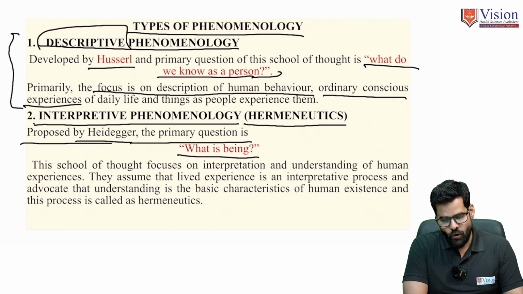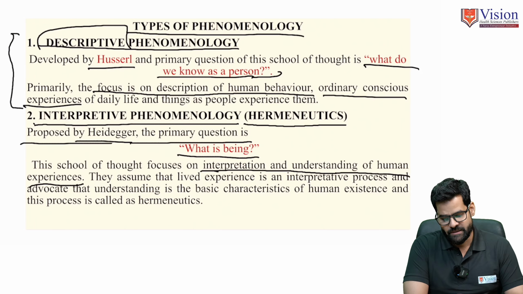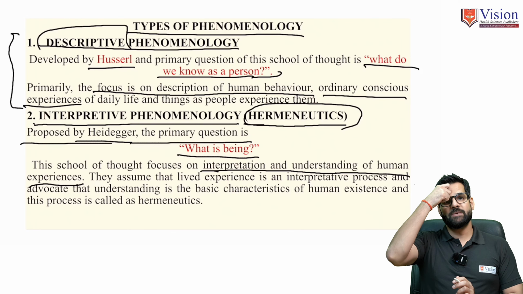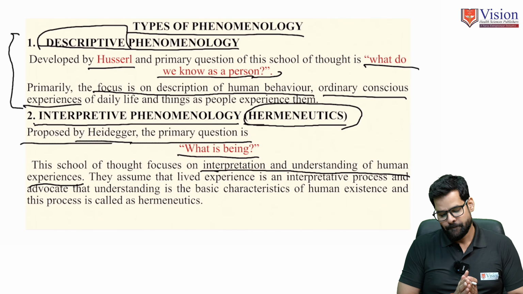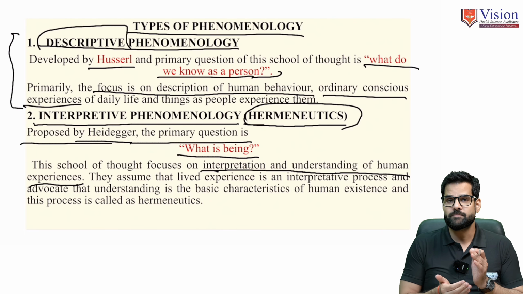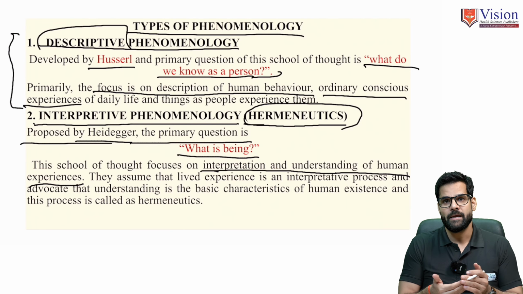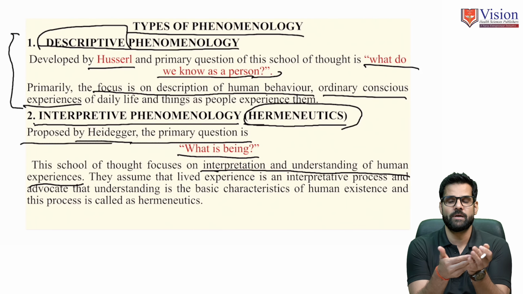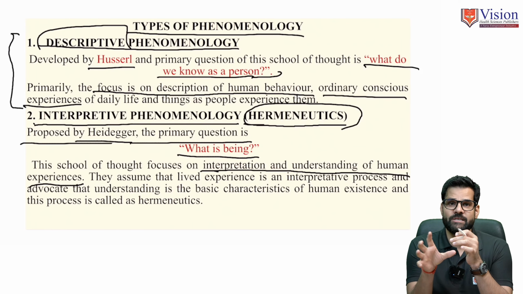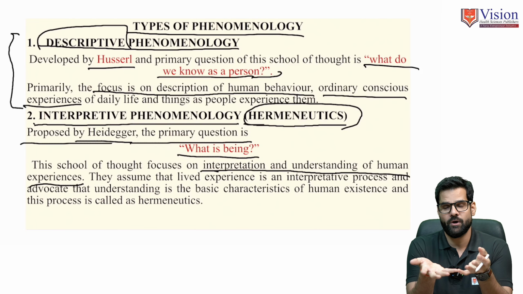So this school of thought focuses on interpretation and understanding of human experiences. You see the name hermeneutics. What is the meaning of the name hermeneutics? Basically, the literal meaning of hermeneutics relates to religious teachers who always put a meaning. Like if you go to the Ramayana, Mahabharata, or any other religious epic, it has its own language, and there are people who explain the meaning of that.